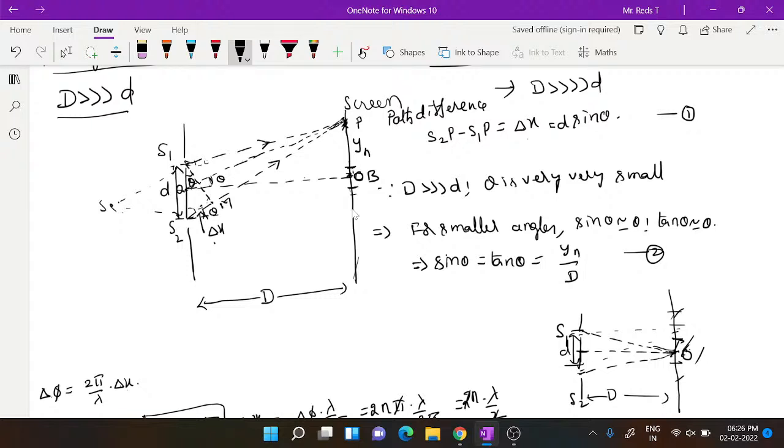If in this extra path one wave is fitting, then how many waves are here? If one wave is here, here also one wave will be there. Depending on this, if one wave already fits here, the next crest starts here and one wave forms here, so the crest and the crest of both will join here. You get constructive interference and hence a bright fringe.